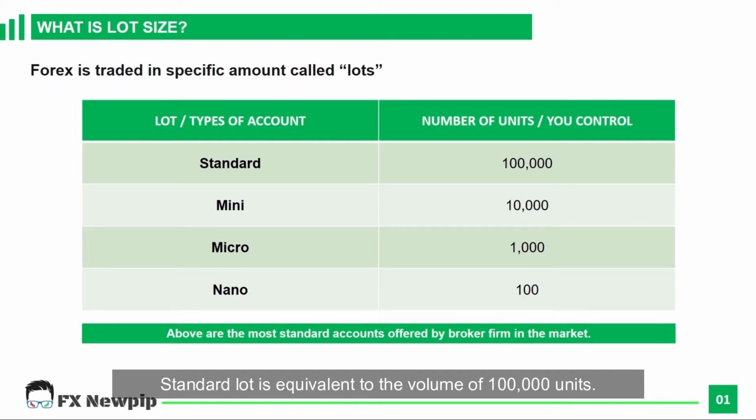A standard lot is equivalent to a volume of 100,000 units. When you purchase one lot of a currency pair, you are buying 100,000 units of the base currency. For example, if you buy EUR/USD, it means you are buying the base currency of 100,000 Euro. When you start to trade Forex in the near future, you will often see this term lot. So remember, one lot means you are commanding a volume of 100,000 units.